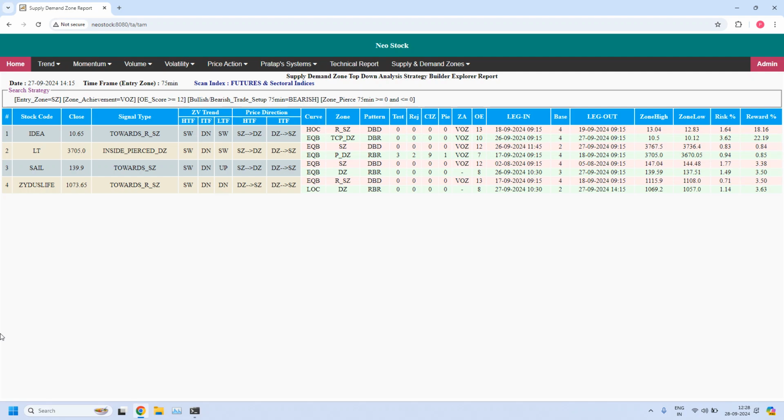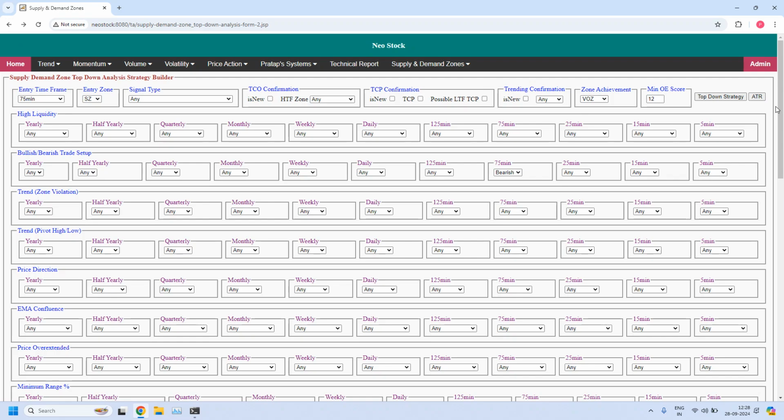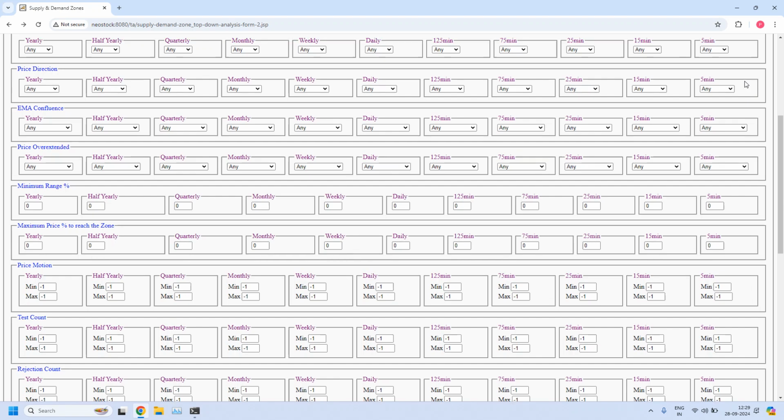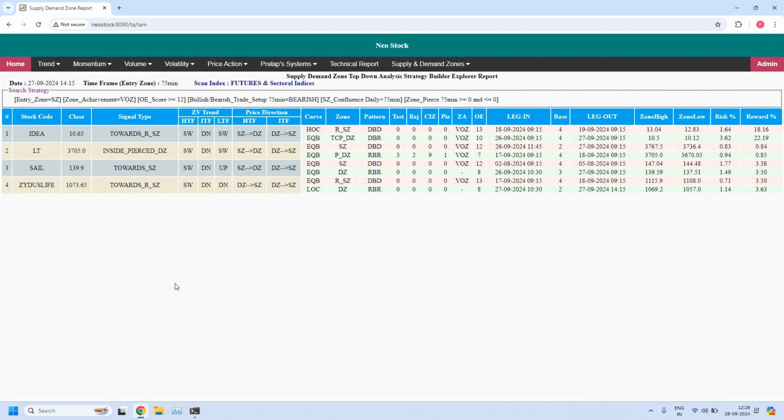Now let's verify. 4 stocks are filtered. And all these 4 stocks are currently supporting bearish trade setup for weekly income trade, that is, entry time frame 75 minutes. Now let's verify how many of these zones, out of 4, are having ITF confluence. That means the 75-minute supply zone should be part of the daily supply zone. Let's verify. In the supply zone confluence, I am enabling the 75-minute supply zone with daily supply zone filter. All 4 stocks are having ITF confluence. Excellent.